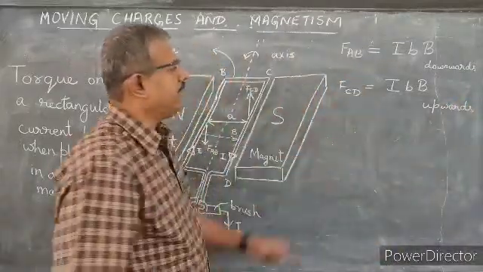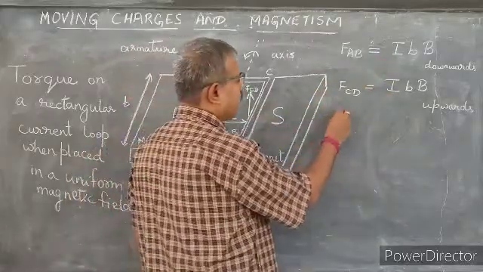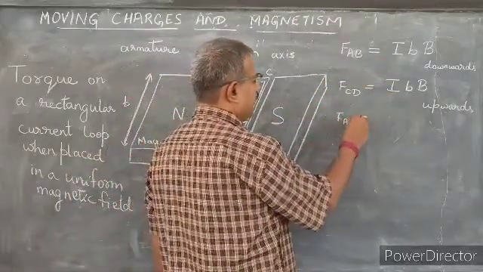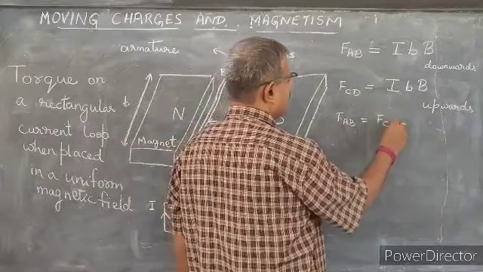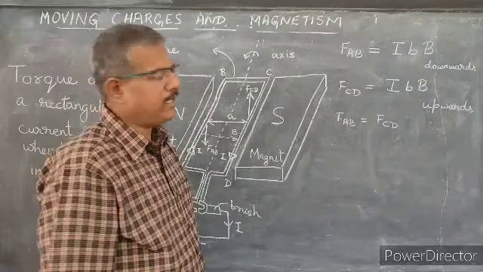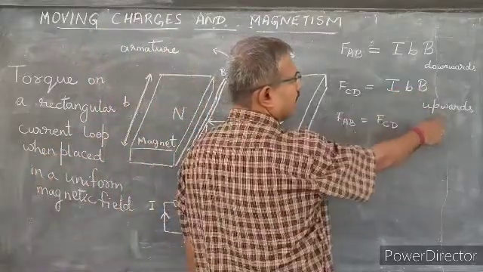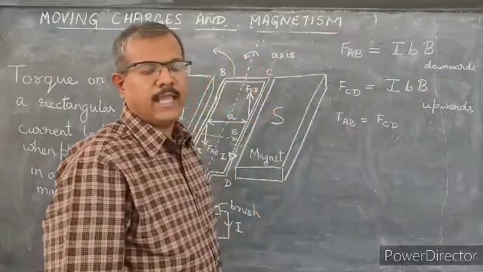Now if you look at the right hand sides here, they are both the same, which means FAB is equal to FCD when I consider only the magnitudes. And since they are in opposite directions, one is acting downwards, the other is acting upwards, they cancel out each other.